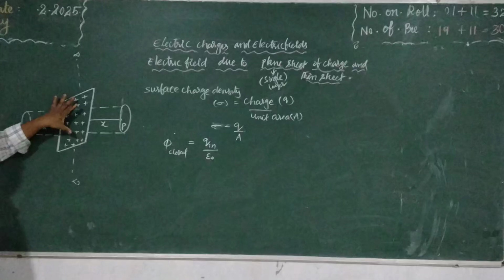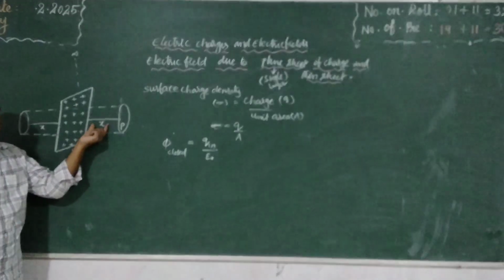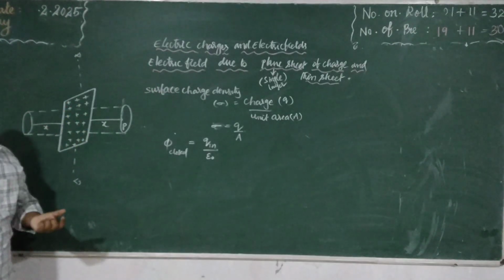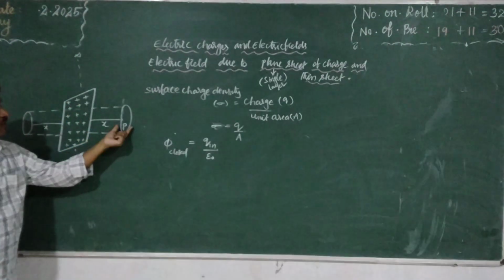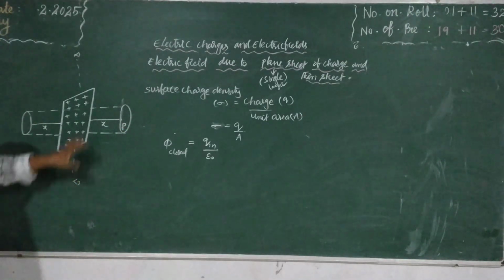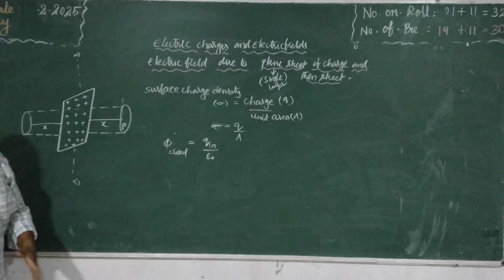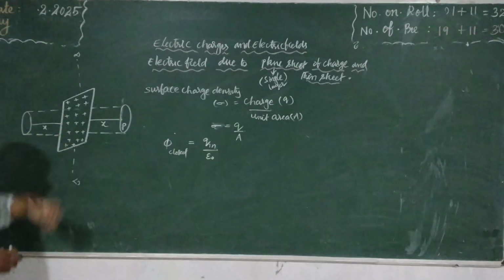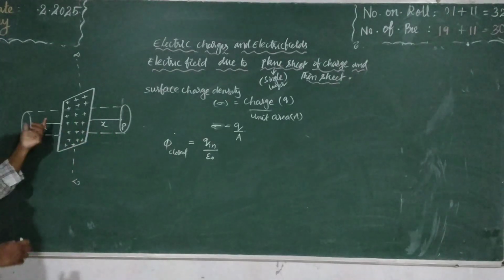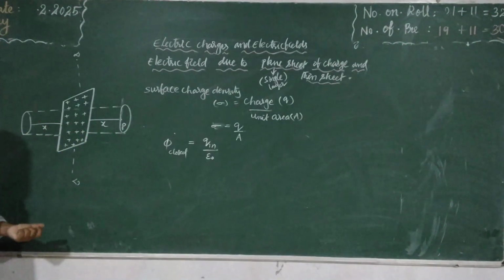From this plane sheet, at distance x, where x is very small compared to the dimensions of the plane sheet, what is the electric field? That we find out. For that, at the point P at distance x, we draw the Gaussian surface. For this plane sheet, what is the Gaussian surface? A cylinder is the Gaussian surface.